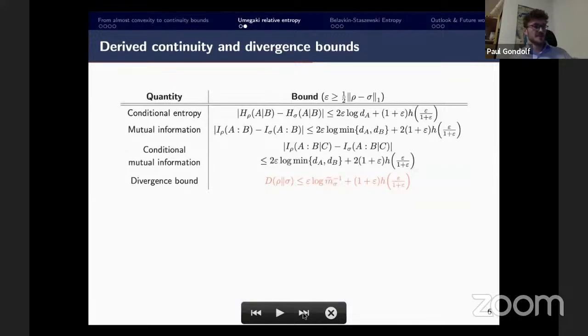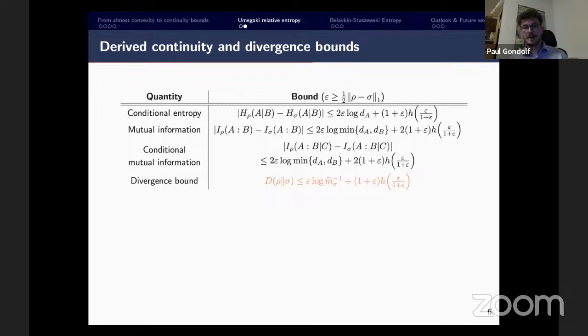And now with this result in place, we can derive the continuity bounds for conditional entropy, mutual information, and conditional mutual information. The first one is the famous result by Andreas Winter and Alicki and Fannes, and we recover that. Then the results on mutual information and conditional mutual information also pre-existed and can be found, for example, in the book by Hayashi. And what we also obtain is a divergence bound, so a bound on the Umegaki relative entropy of rho and sigma. Let it be noted that at this stage, we don't need sigma to be full rank, which is kind of new for these divergence bounds. So m tilde sigma in this inequality is the minimal non-zero eigenvalue of sigma. The only thing that we need is that the kernel of sigma is contained in the kernel of rho.